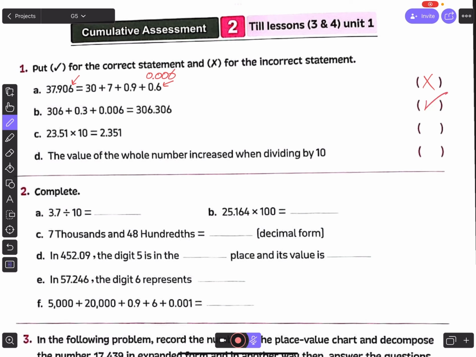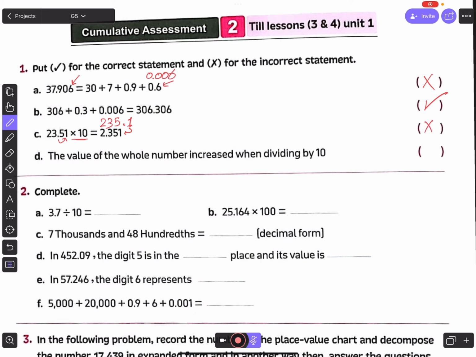Let's move to C. When we multiply by 10, that means I will move the decimal point one digit to the right. So the right answer must be 235.1. Is this the same answer? This will be wrong. So right here, false.